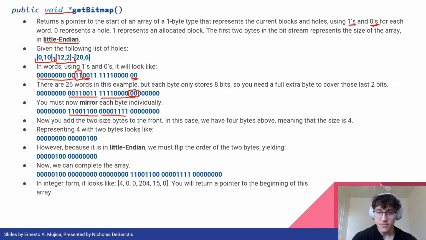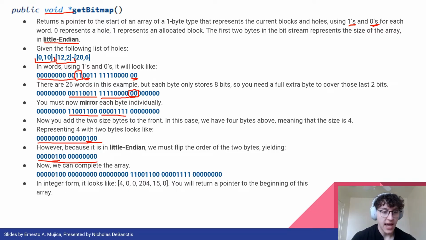But so the next thing we'll do after mirroring each byte individually is put those 2 bytes representing size to the front of the array. So since the size of the array is 4 for 4 bytes, we have to represent 4 with 2 bytes. And that looks like this. So we see that 1 here that's representing 4. Now, unfortunately, because this is little endian, we have to swap the order of these 2 bytes. So instead, it's going to look like this with the 1 over here.